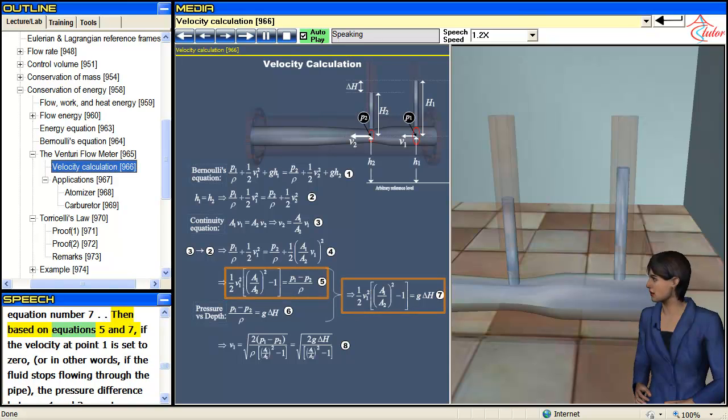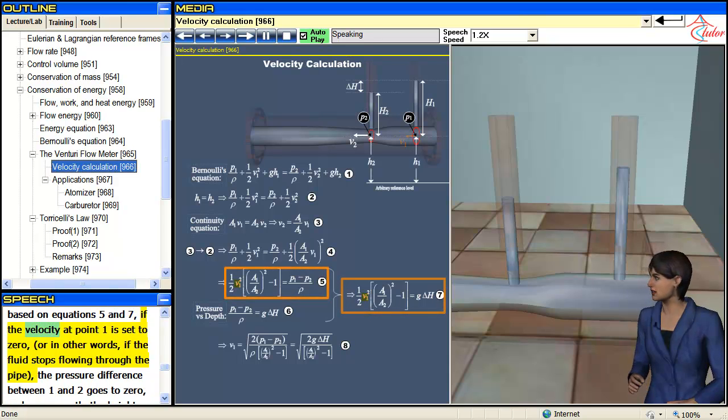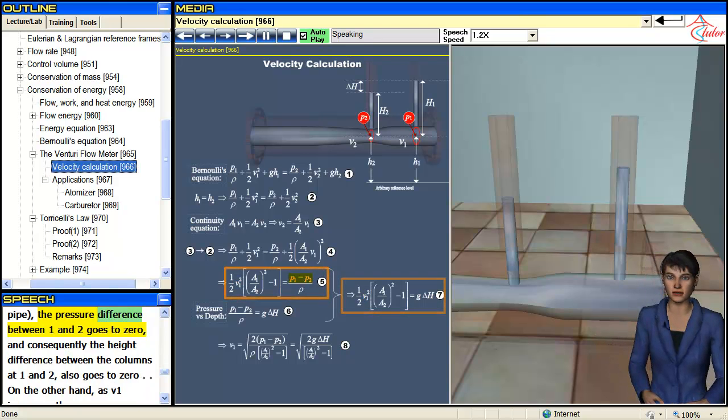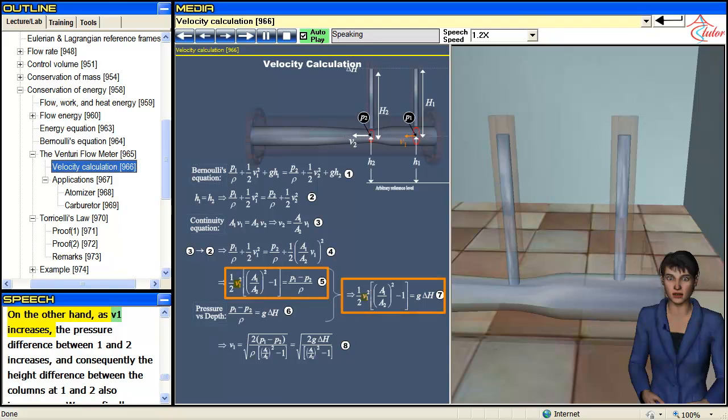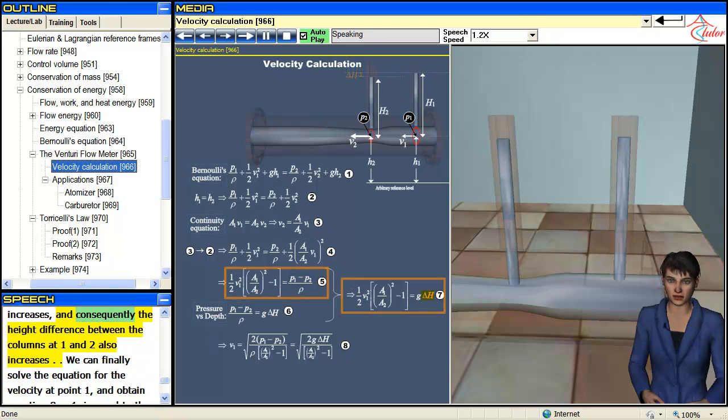Then based on equations 5 and 7, if the velocity at point 1 is set to 0, or in other words, if the fluid stops flowing through the pipe, the pressure difference between 1 and 2 goes to 0, and consequently the height difference between the columns at 1 and 2 also goes to 0. On the other hand, as V1 increases, the pressure difference between 1 and 2 increases, and consequently the height difference between the columns at 1 and 2 also increases.